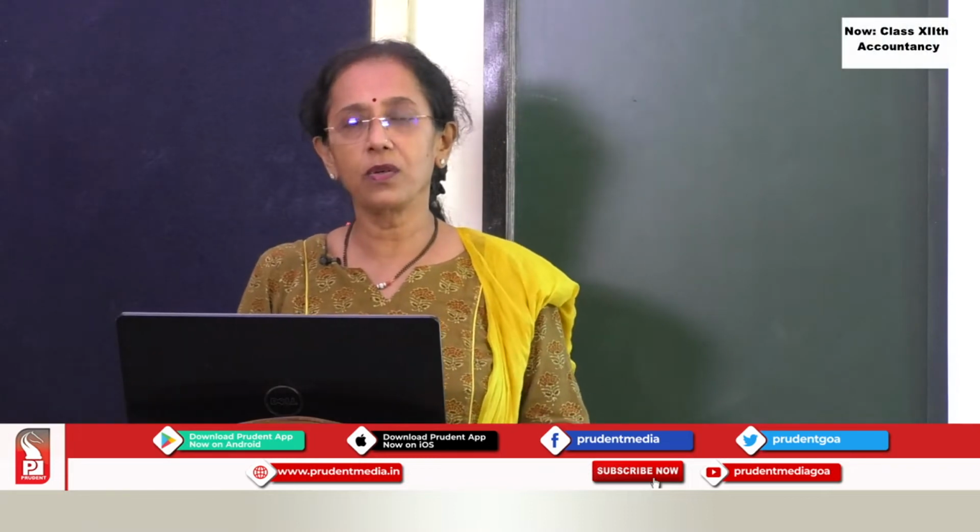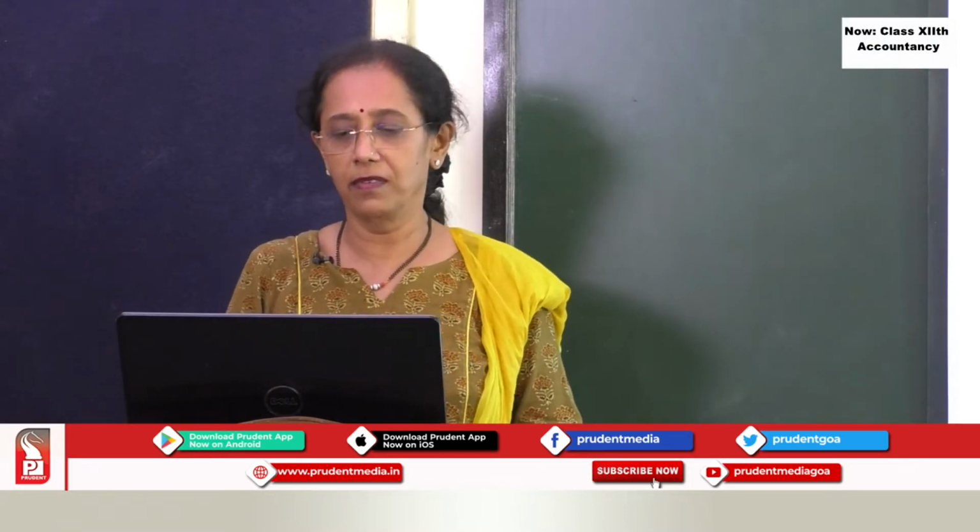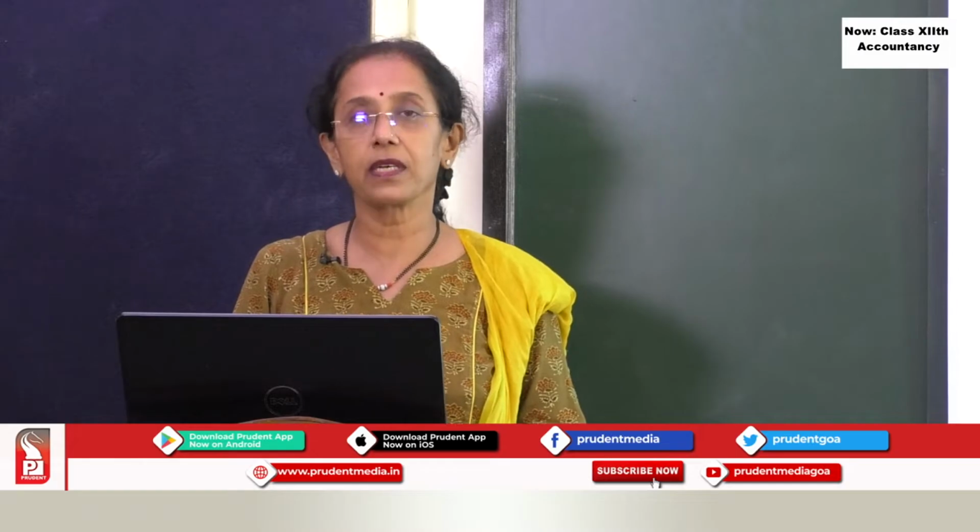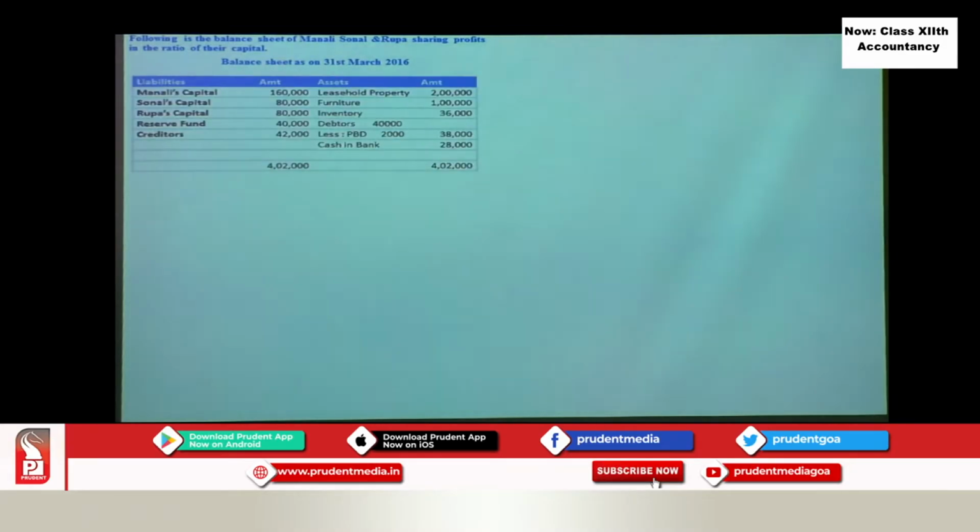Now let us see one more problem with capital adjustments. Here there are partners Manali, Sonal and Rupa. You are given their balance sheet. On the liability side we find their capital accounts, and then a reserve fund and creditors. On the asset side we have leasehold property, furniture, inventory, and debtors, less PBD is given.